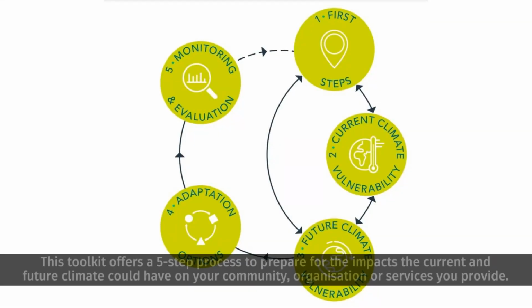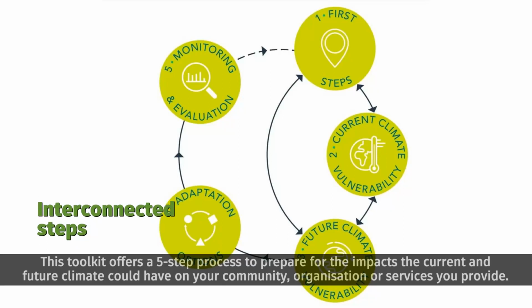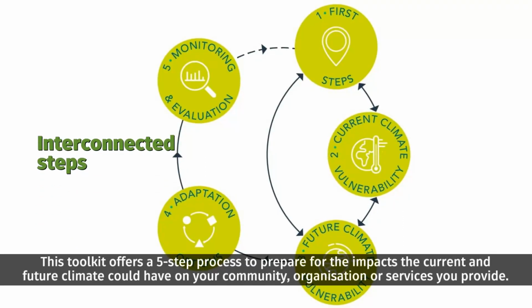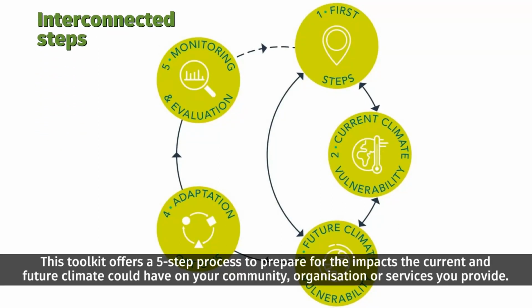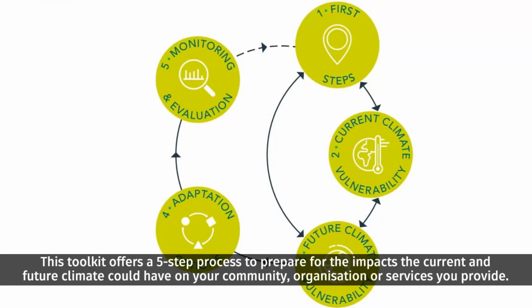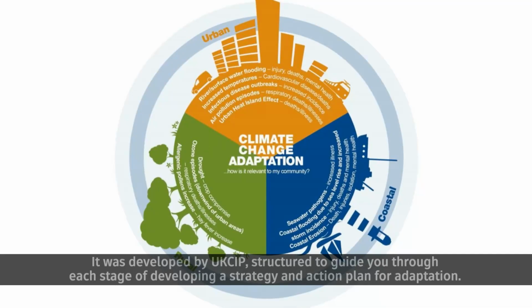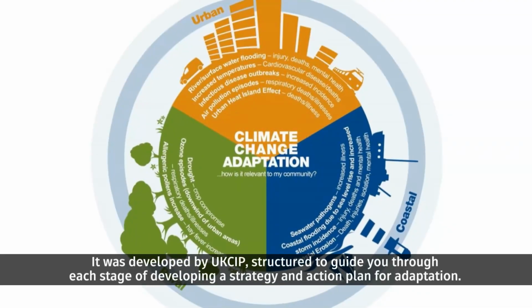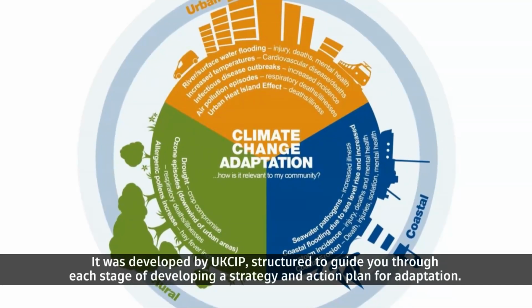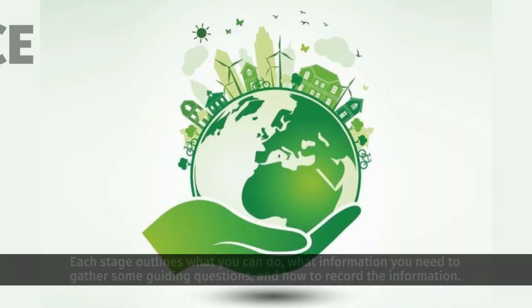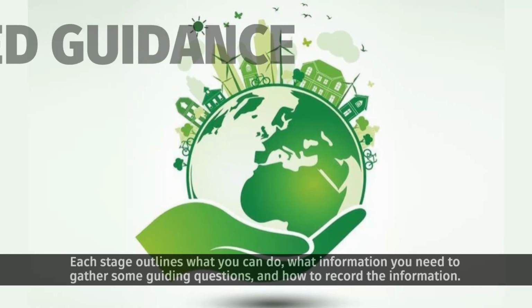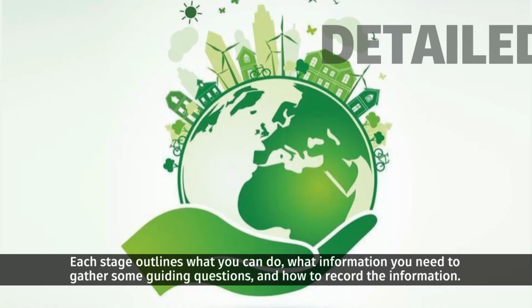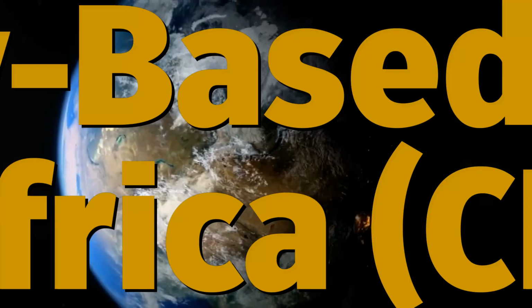This toolkit offers a 5-step process to prepare for the impact the current and future climate could have on your community, organization, or services you provide. It was developed by UKCIP, structured to guide you through each stage of developing a strategy and action plan for adaptation. Each stage outlines what you can do, what information you need to gather, some guiding questions, and how to record the information.